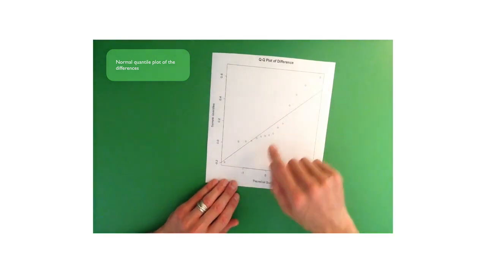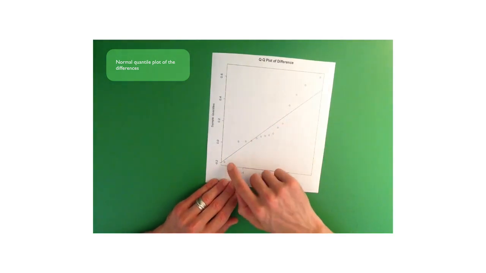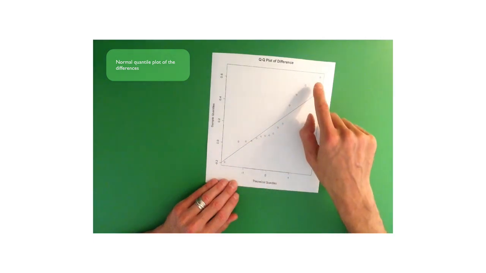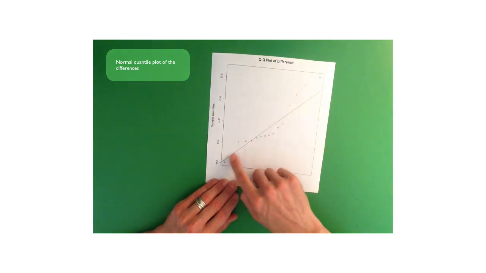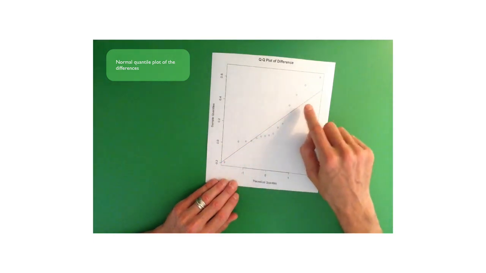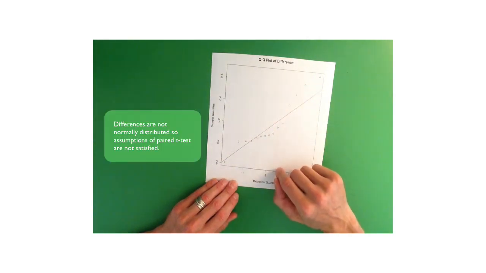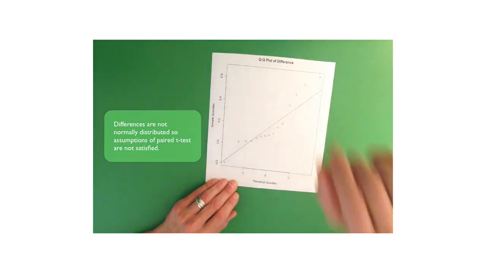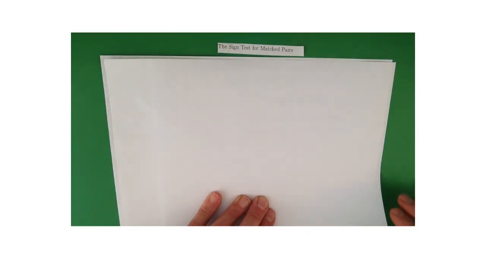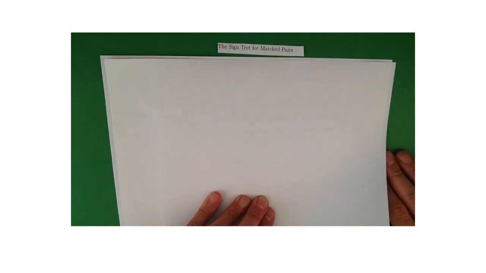Here's the normal quantile plot. If the data were normally distributed, then these points would follow this straight line. But since there seems to be a systematic deviation from this straight line, this implies that the data are probably not normally distributed. The sign test for matched pairs allows us to analyze matched pairs data where the assumption of normality doesn't hold.